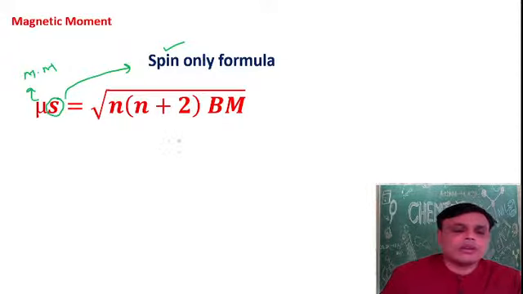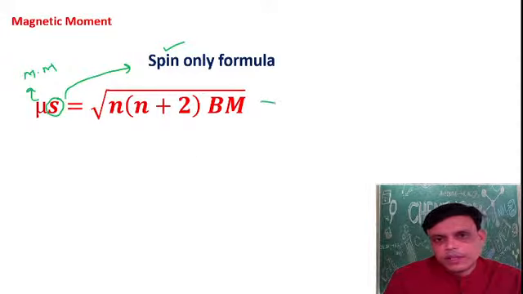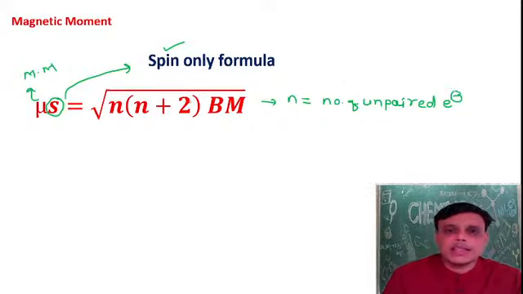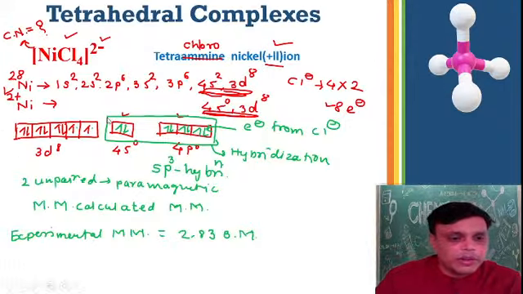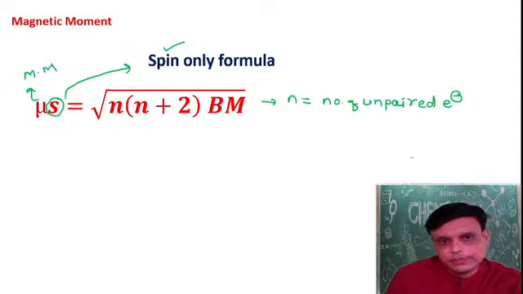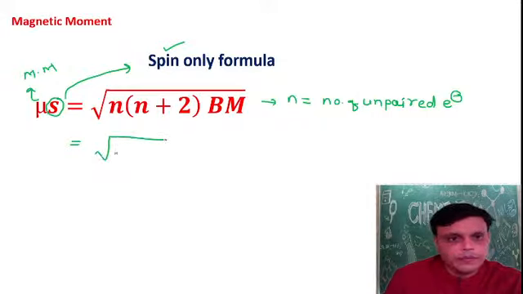Mu s is equal to under root n into n plus 2 bm. Now here, n is what? In this case, n is equal to the number of unpaired electrons. In the last case, which we saw earlier, how many unpaired electrons are there? 2 unpaired electrons are there, 1 and 2. Now put the value of n is equal to 2 here.